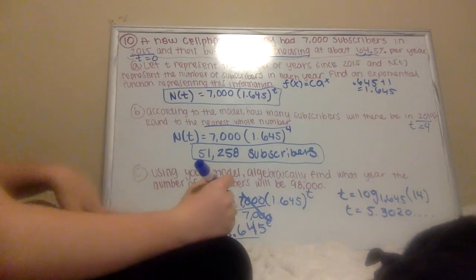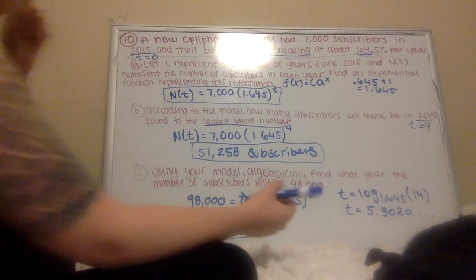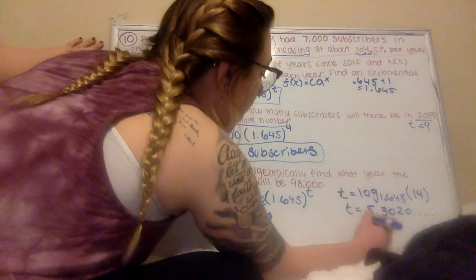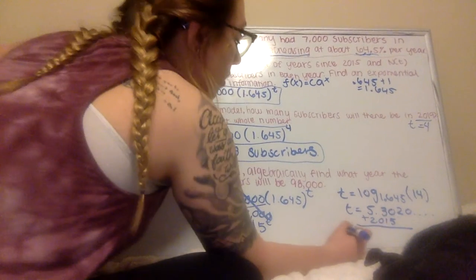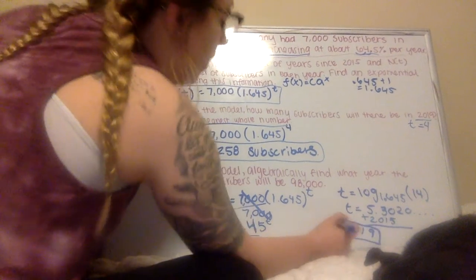That's how many years, but that's not what year it will happen, so we need to add this number to our initial year, 2015. So we're adding this to 2015, and that puts us in the year 2019. So that's our final answer for part C.